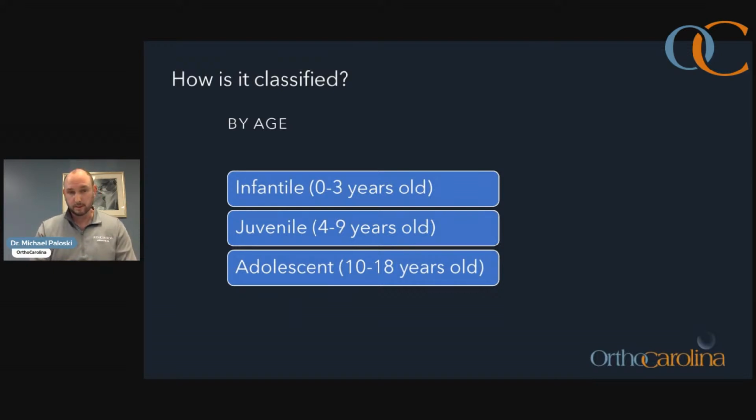And when it's diagnosed from 10 to 18, we consider that adolescent scoliosis. And the infantile and juvenile scoliosis grouped together is referred to as early onset scoliosis, because there's a few different things that we have to keep in mind when treating these kids, because they are still growing. Their spine is growing, their ribs are growing, everything that's attached to that spine is still growing. So it has a lot of growing, so we have to keep that in mind. We have some different tactics for the early onset scoliosis groups as compared to the adolescent scoliosis groups.